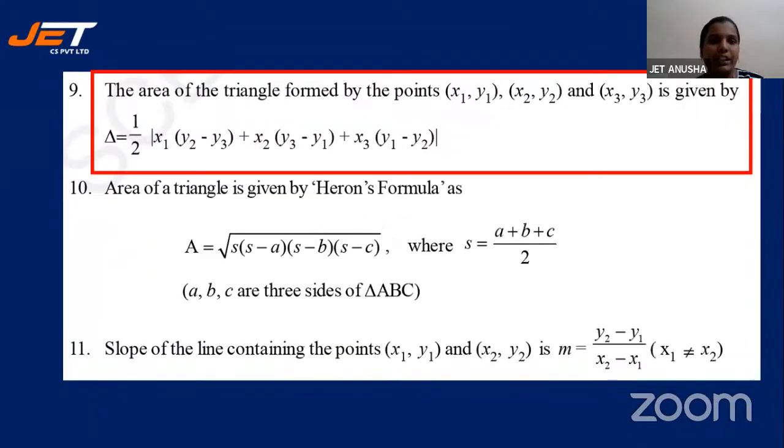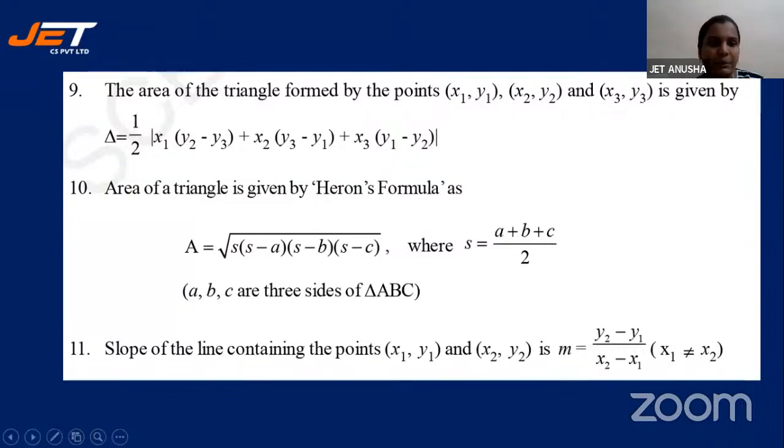See here, we have the ninth point. The area of the triangle formed by the points (x1, y1), (x2, y2), (x3, y3) is given by 1 by 2 into modulus of x1 into (y2 minus y3) plus x2 into (y3 minus y1) plus x3 into (y1 minus y2). Here we have one trick. Here only 1, 2, 3. If you are taking x1, then the others will be 2 and 3. In the same way 2, 3, 1, and 3, 1, 2. So remember it in that way.